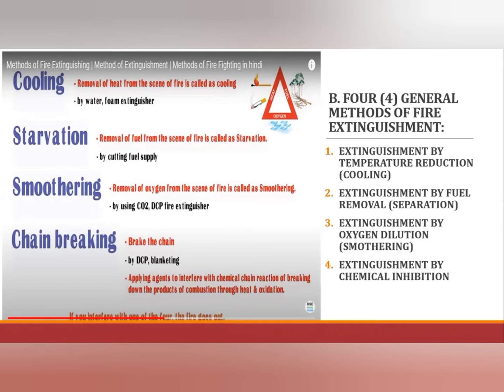So what is the effect of the application of water or foam extinguisher, or when you use the method of cooling? The effect is it will lower down the temperature.